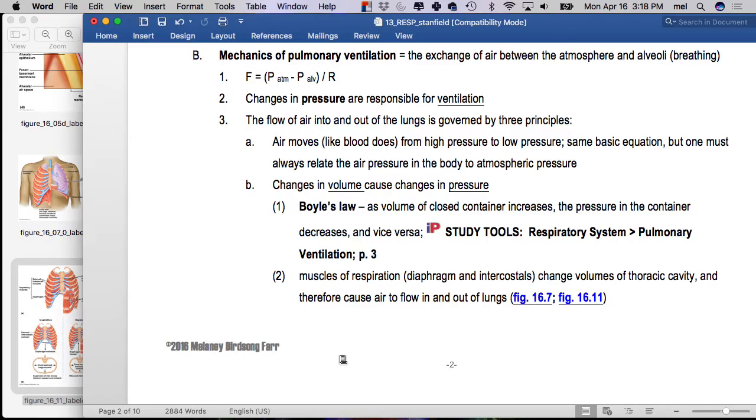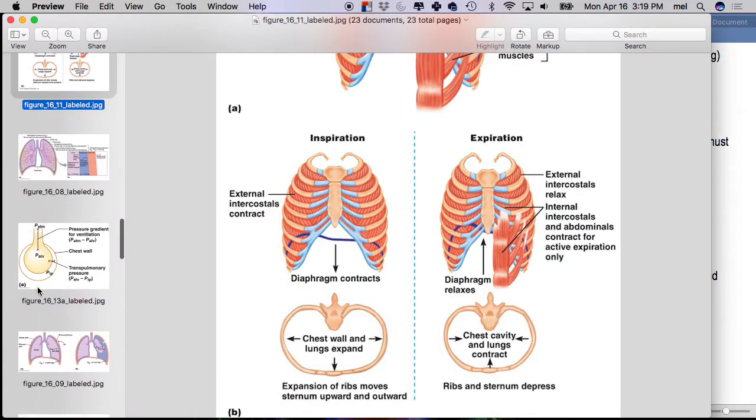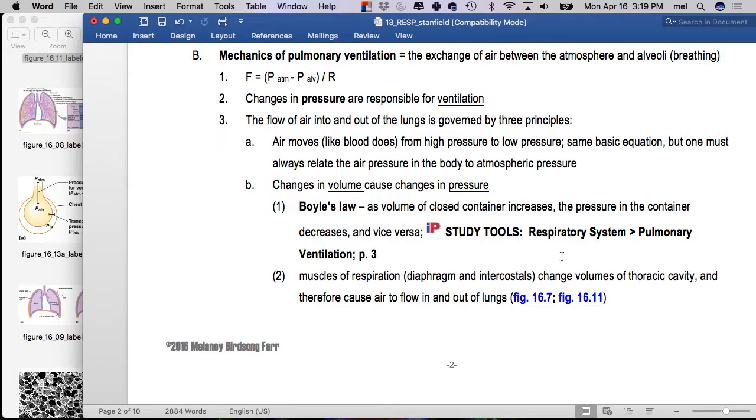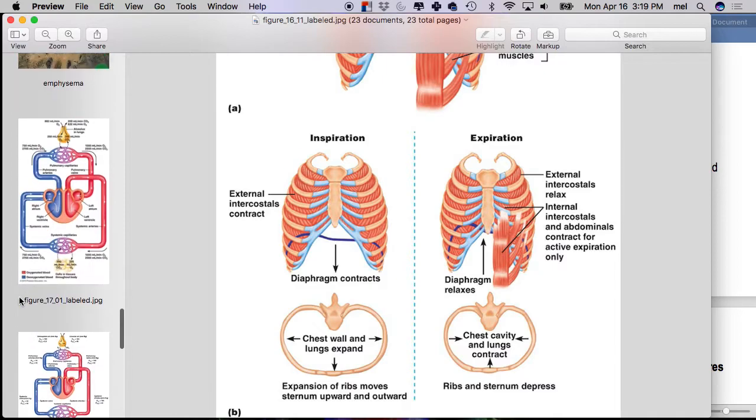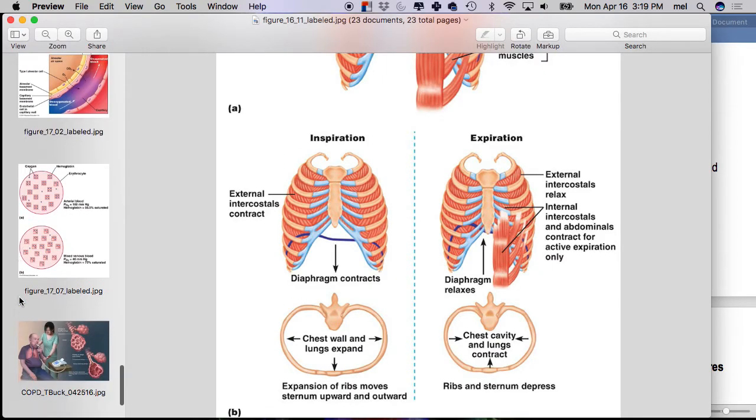And so air moves like blood does, from high pressure to low pressure. It's the same basic equation, but you're always really comparing atmospheric and alveolar pressure. So Boyle's gas law is what we just talked about. It said that if you change the volume of a container containing gases, you change the pressure, right? So basically, what we are going to do is compare atmospheric pressure and alveolar pressure.